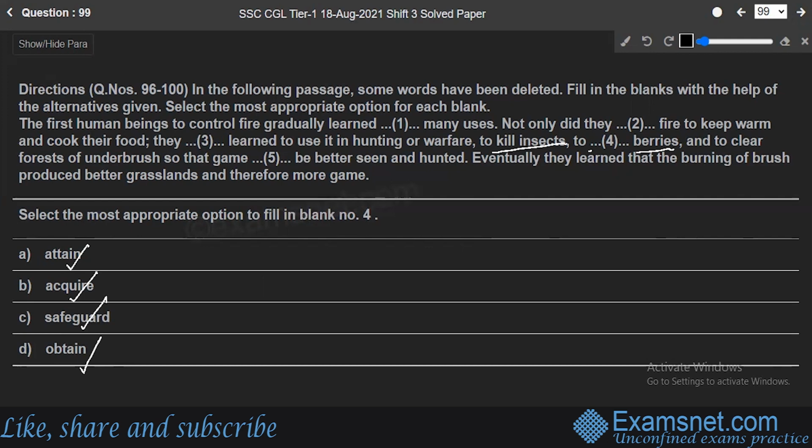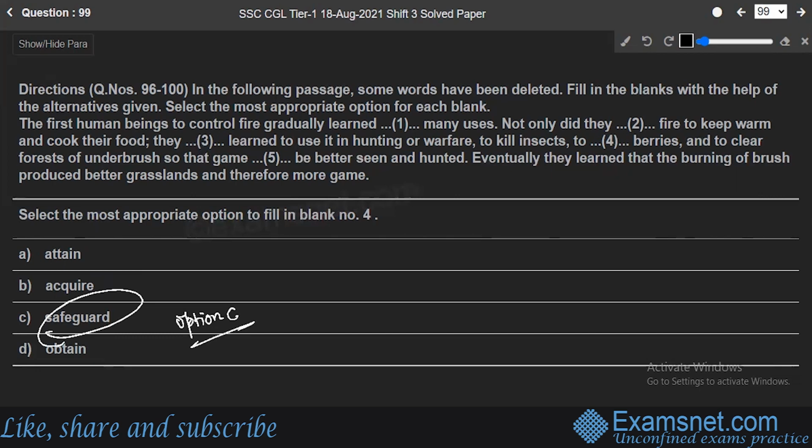What do you think? So this given sentence: not only did they use fire to keep warm and cook their food, they also learn to use it in hunting or warfare, or to kill insects, to dash berries. This talks about the use of fire in protection of the berries. Of course, we are talking about the safeguarding of the berries. Protection means safeguarding, right? The word safeguard means to protect from harm or damage in an appropriate measure. So it will be option C.